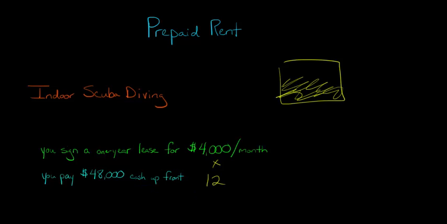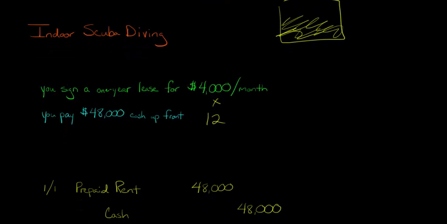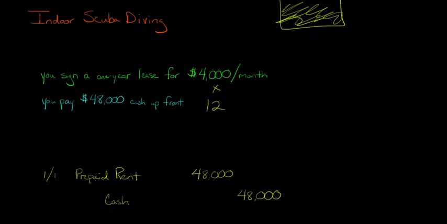What we're going to do is set up an asset account called prepaid rent. The reason it's an asset is because this rent that we're paying in advance has future economic benefit. It's going to allow us to use this warehouse for our scuba diving company. Okay, so now we're going to make a debit. Because prepaid rent is an asset, it's going to increase with a debit. We're going to debit prepaid rent for $48,000.